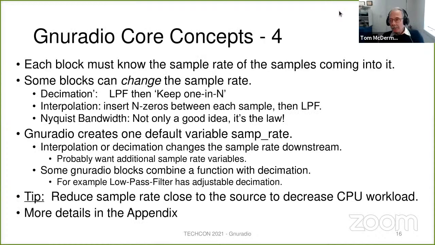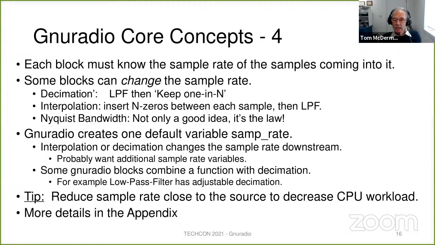So each block in the flow graph has to know about the sample rate of the samples coming in. In all the blocks so far, we've used the GNU Radio default samp_rate, which it sets by default at 32 kilosamples per second. And so at 32K samples per second, we're limited to a frequency range of minus 16 kilohertz to plus 16 kilohertz. So a 32 kilohertz spectral width, but no frequencies any higher than 16 kilohertz.